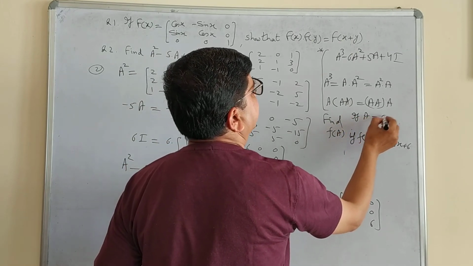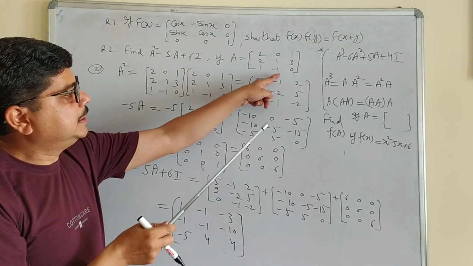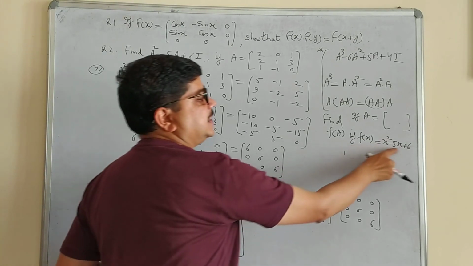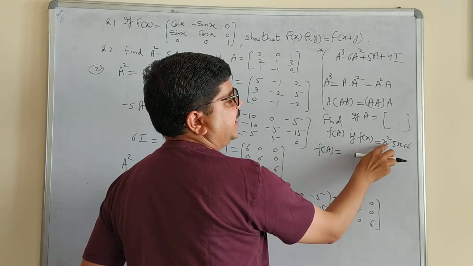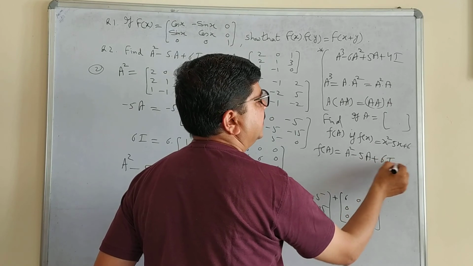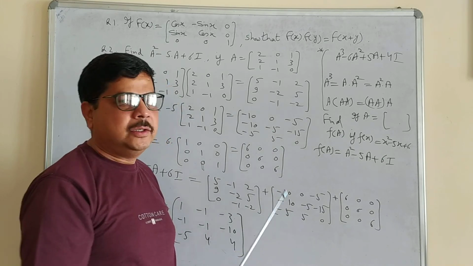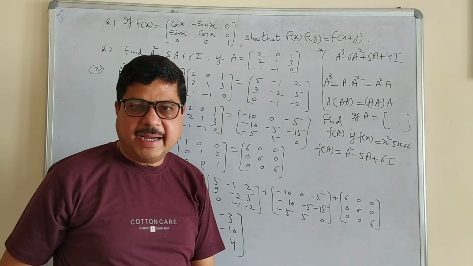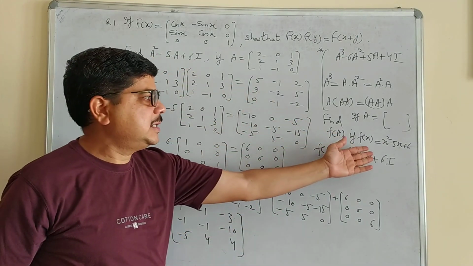If a is a matrix like this, a matrix is given, and it says find f(a) if f(x) is this. When f(x) is this, and we are asked f(a), so we will write f(a) equal to a square minus 5a plus 6i, because we are adding the matrices. So 6 is a constant, it cannot be added, so it will be 6 times identity. So the same expression can be asked in this form.